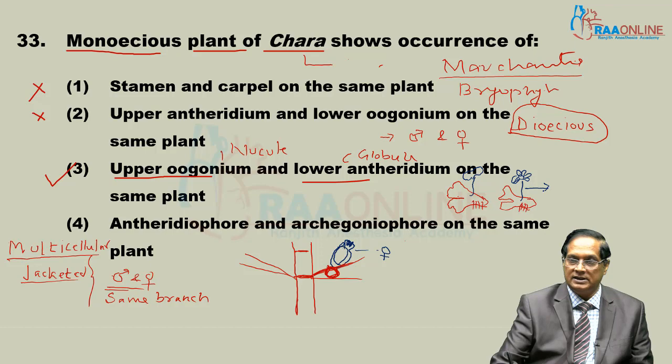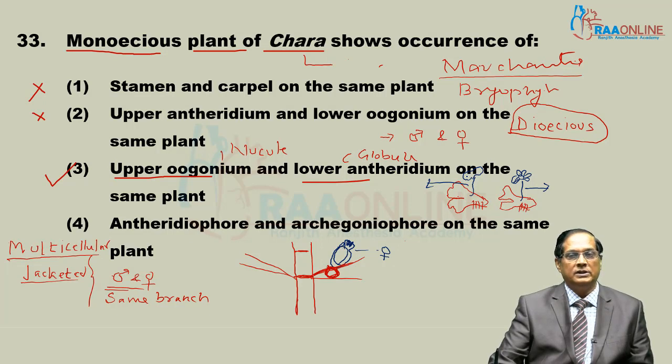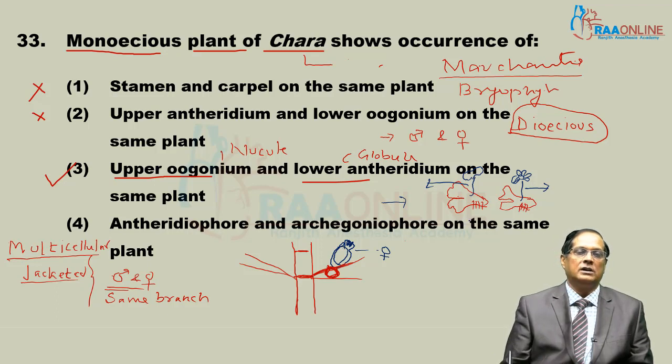This branch is known as archegoniophore, and this branch is known as antheridiophore. If the branch on the Marchantia thallus bears the male reproductive structure, it is antheridiophore. If it bears the female reproductive structure, it is archegoniophore. But one thing to be noted: it is dioecious, male and female reproductive structures are present on two different thalli. So Marchantia is a good example of a dioecious plant, whereas Chara, as we have discussed, is monoecious.